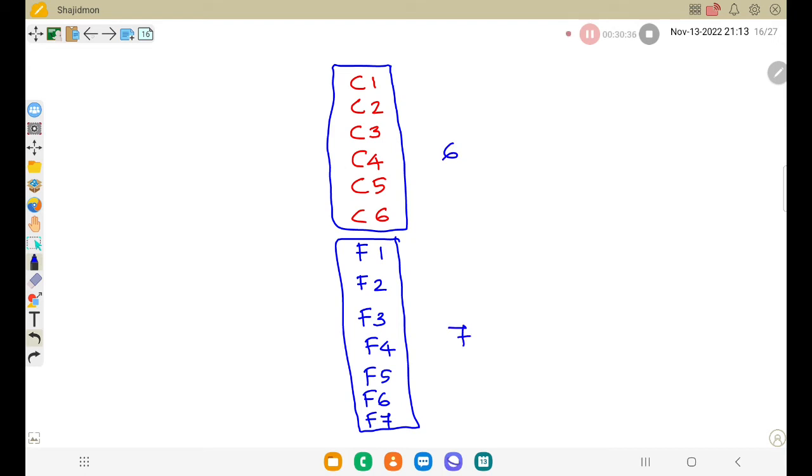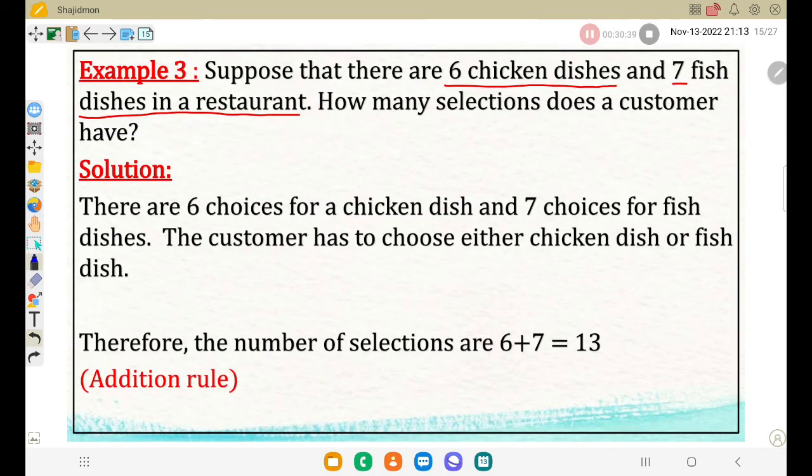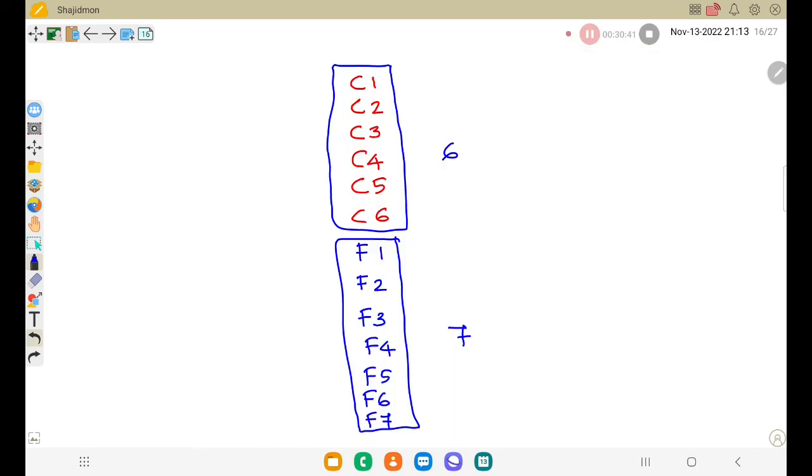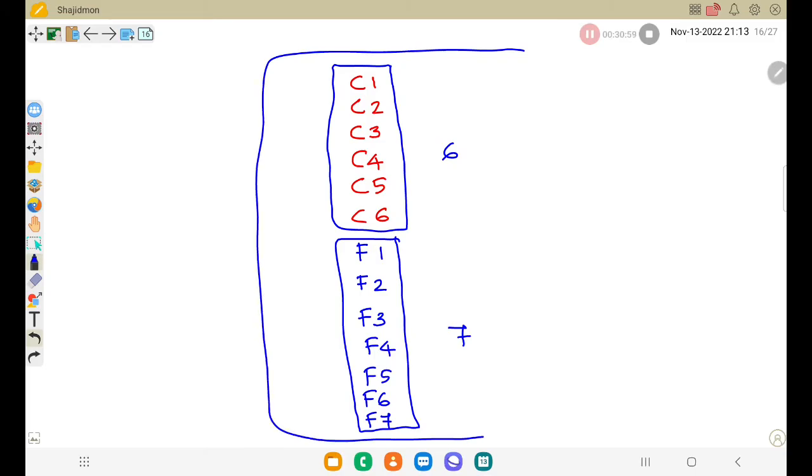6 and 7. Now what is the question actually? How many selections does a customer have? How many options does a customer have? Chicken separate, fish separate. So when a customer goes to the restaurant, either he takes a chicken dish or he takes a fish dish, not together. One of the options. So how many options totally is he getting? For example, one restaurant has given the main menu card like this, correct? So how many options totally does he have? Just 6 plus 7, correct? 13 options we are getting. 13 ways, 13 options.